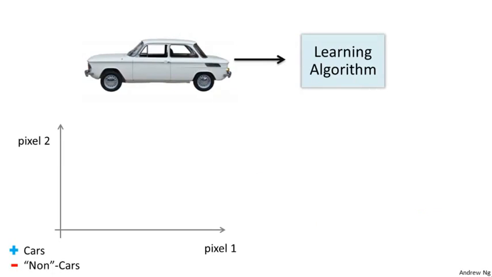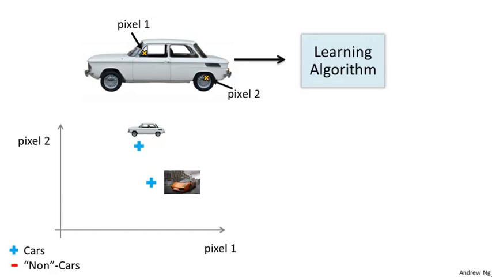To understand why we need nonlinear hypotheses, let's take a look at some of the images of cars and maybe non-cars that we might feed to our learning algorithm. Let's pick a couple pixel locations in our images. So that's pixel 1 location and pixel 2 location, and let's plot this car at a certain point depending on the intensities of pixel 1 and pixel 2. And let's do this with a few other images.